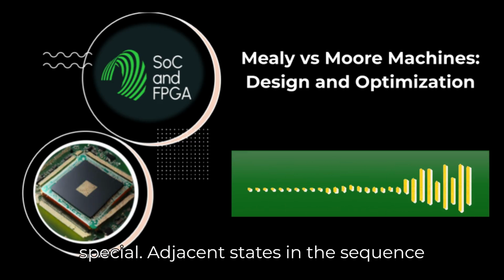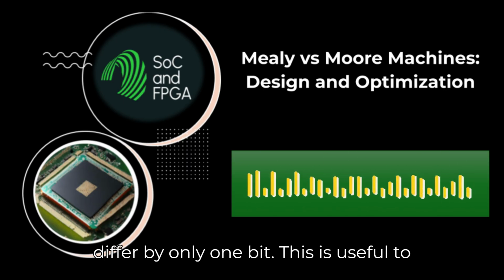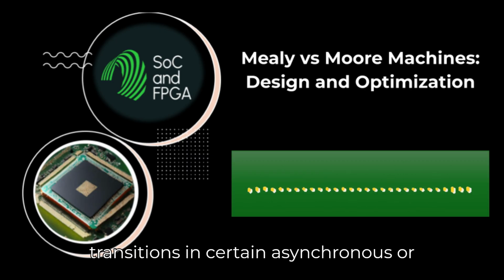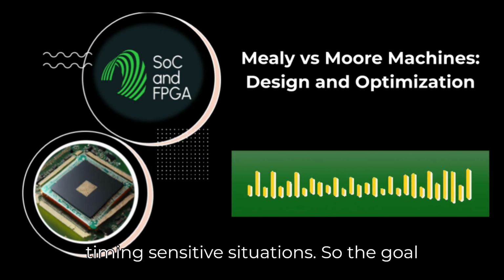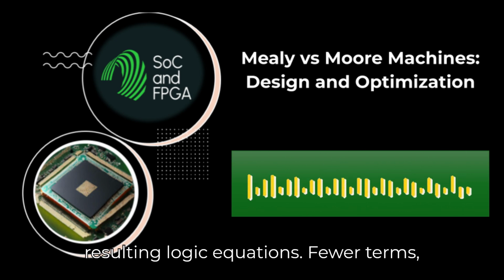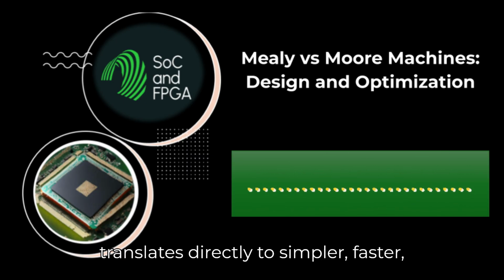Gray code is special. Adjacent states in the sequence differ by only 1 bit. This is useful to avoid temporary false readings during transitions in certain asynchronous or timing-sensitive situations. So the goal of all these encoding strategies is really to minimize the complexity of the resulting logic equations. Fewer terms, fewer literals in the Boolean expressions translates directly to simpler, faster, lower power circuits.